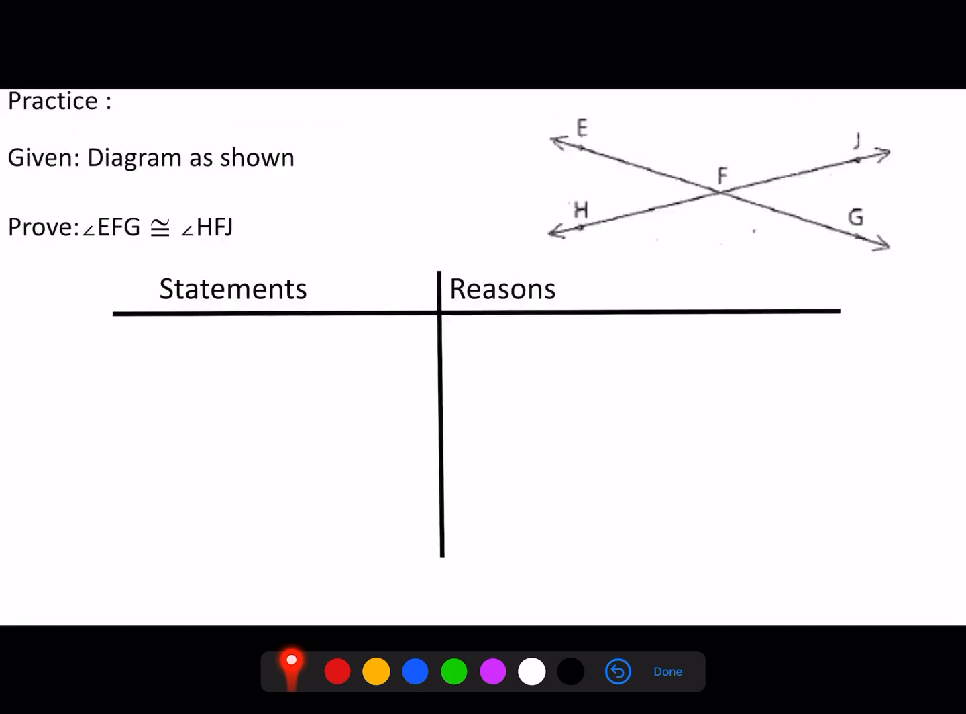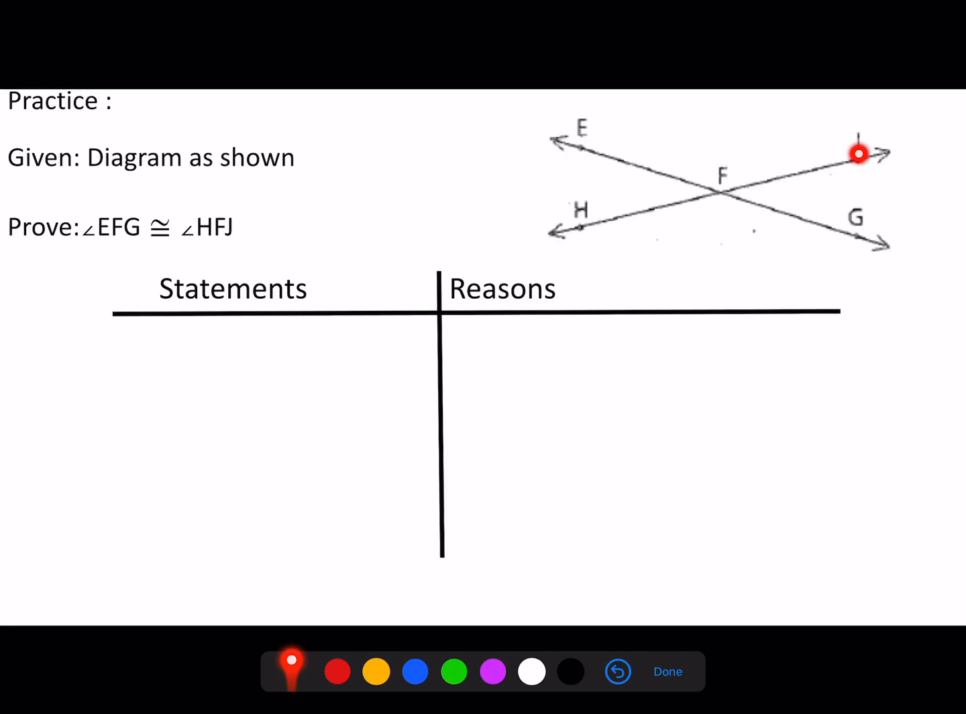So here's our next one. Go ahead and pause the video if you'd like. Try this one out on your own or until you get stuck, and then you can work on it with me together. So in this problem, we have a diagram as shown. So we have this diagram here. We want to prove that angle EFG is congruent to angle HFJ.